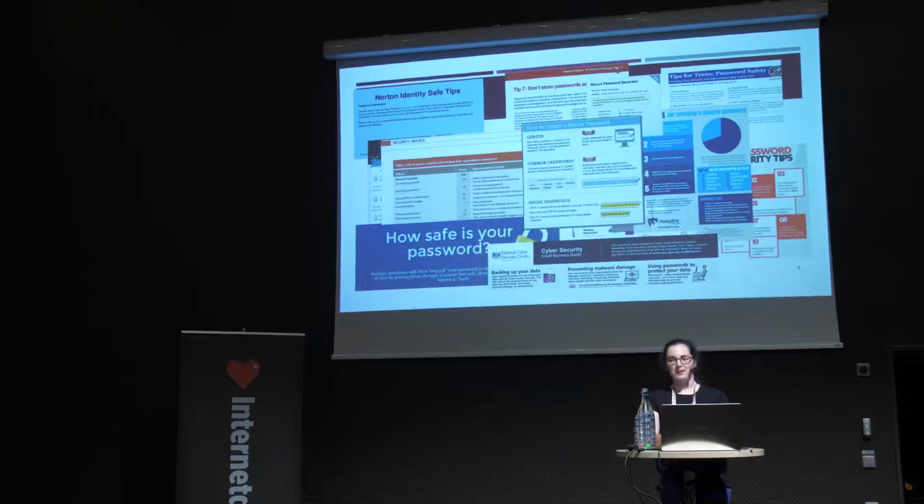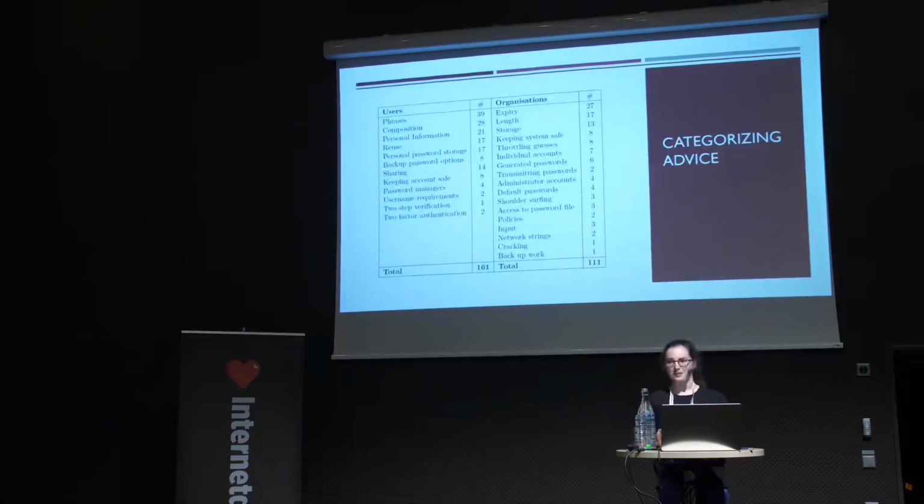When we collected it, we divided it into categories. Every time we found a piece of advice that was in a certain category, we categorized it. We ended up with 29 different categories of password advice, divided into what's aimed at users and what's aimed at organizations. But the problem was that within each of these categories, it wasn't always saying the same thing.